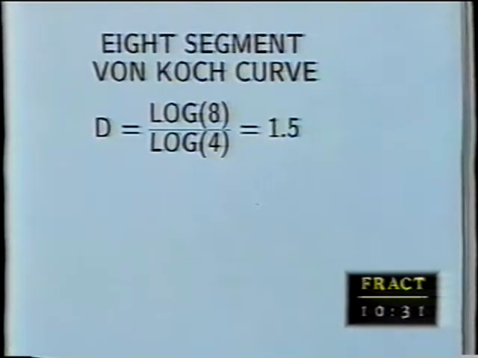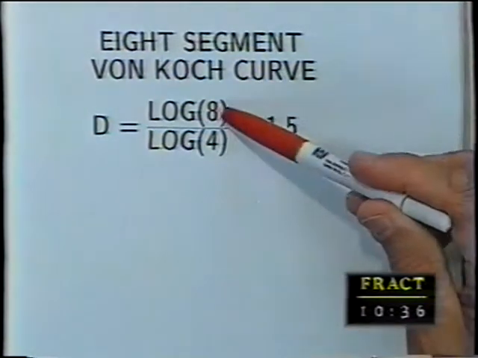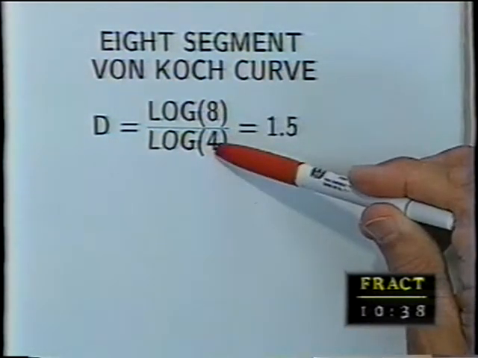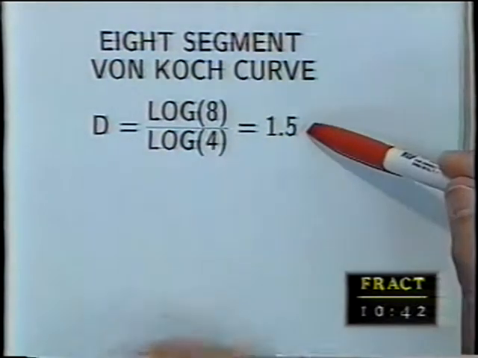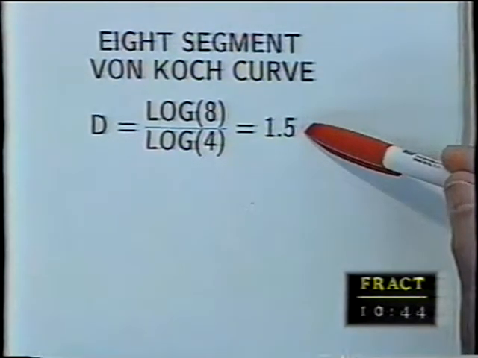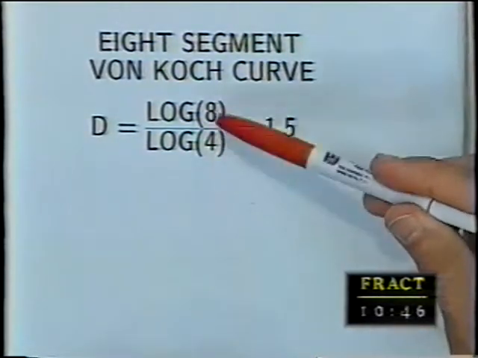Let's look at the 8-segment von Koch curve. There'll be 8 pieces to it. Each will be a quarter of the total length. And the dimension is going to be 1.5. Again, it's between 1 and 2. That's really all we have to know. Certainly don't try memorizing this stuff.